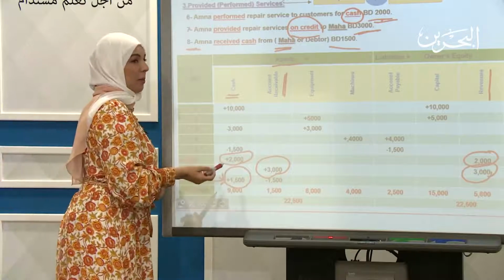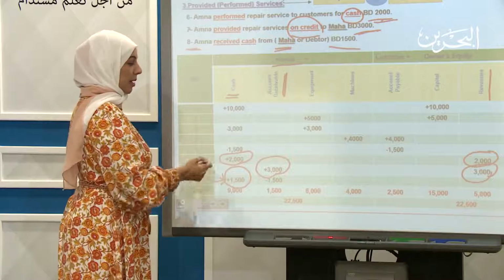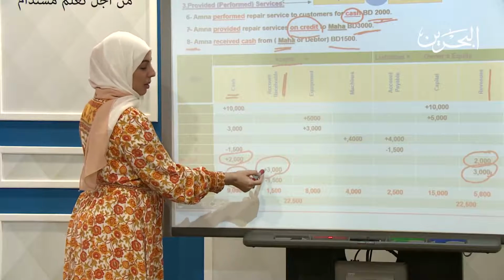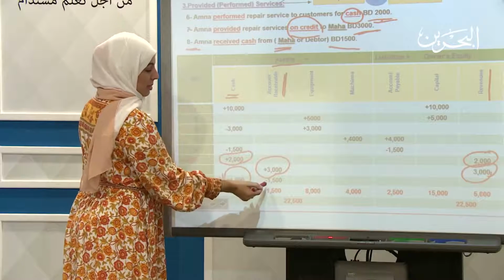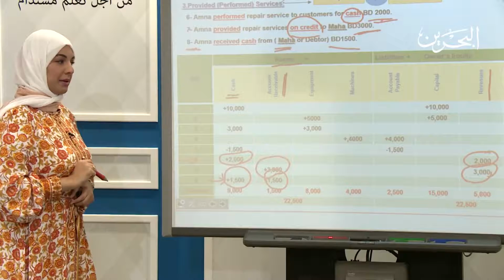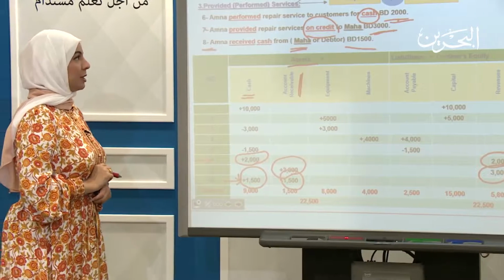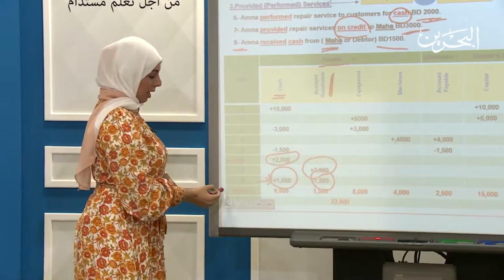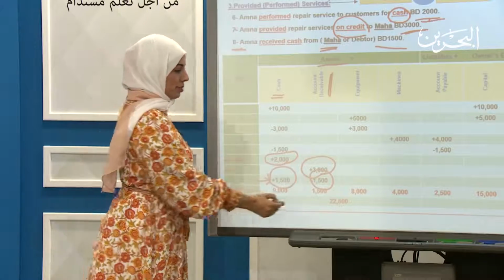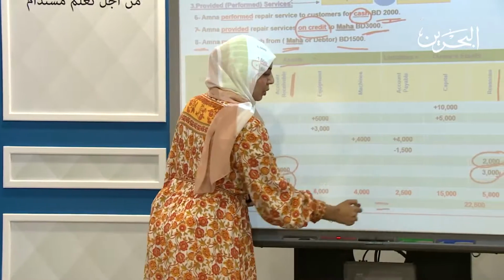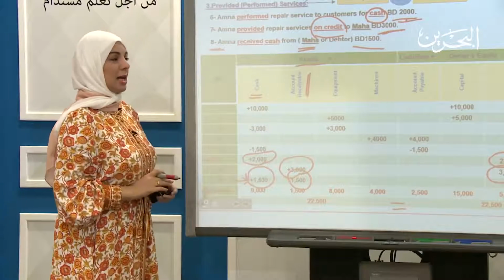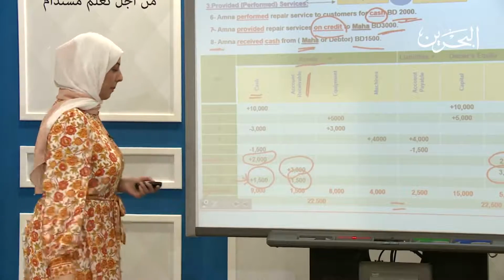The amount that I was waiting to receive, now I actually received it. So, I will decrease the amount that I was waiting to receive, because I received it. I will decrease it by 1,500. After finishing this transaction, I should find the balance of all the accounts and try to make a balance between the asset side and the side of total liability and owner equity.